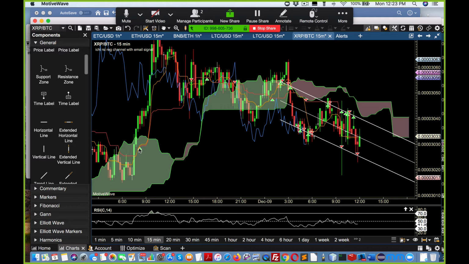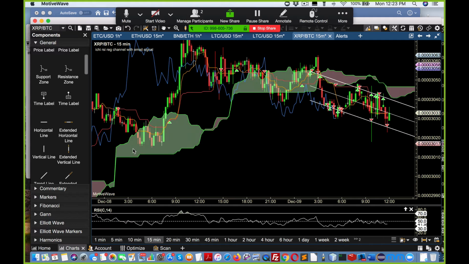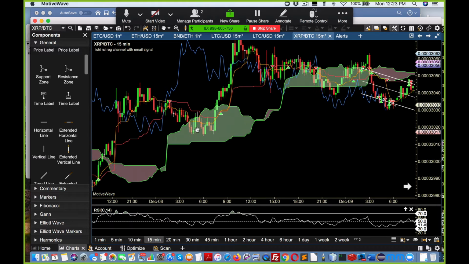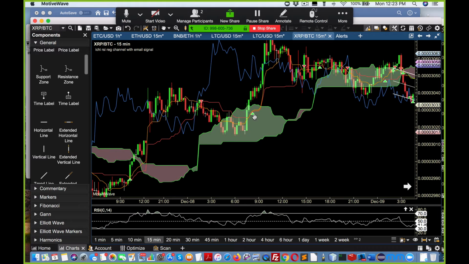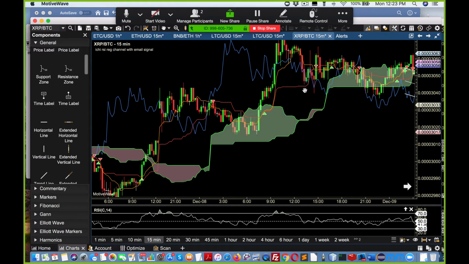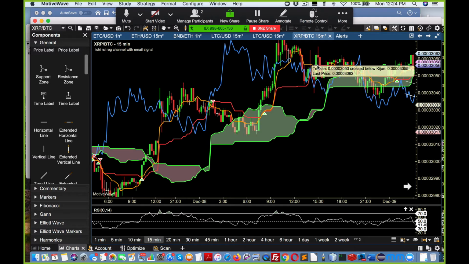So we have here the entry on this one. So that's a nice move. Sometimes there is luck involved. Plus, let me see where the exit is. I think it's right here. So we're looking at, and again, this is XRP BTC. So that's 0.003038. So 3038. And then this one is 3062. So that's a decent little profit for XRP.